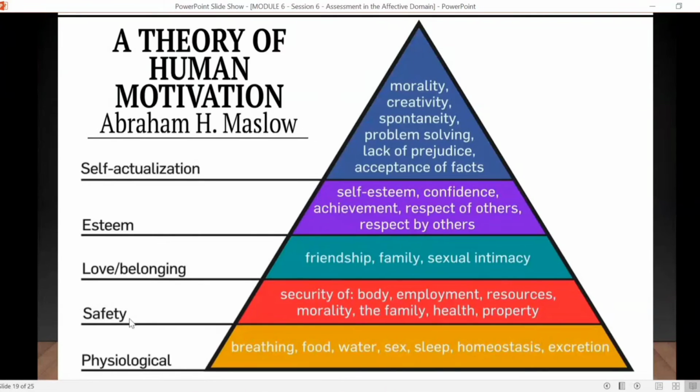While the second level, which is known as safety, includes security of the following: the body, employment, resources, morality, the family, health, and property. And to cut it short, the hardest to achieve, that's why it's on top, is self-actualization, which includes morality, creativity, spontaneity, problem solving, lack of prejudice, acceptance of facts. That's the hardest to achieve. And it is said that, that's why it is on top, you need to achieve first the lower levels of the hierarchy in order for you to reap this part. So this is the theory of human motivation.